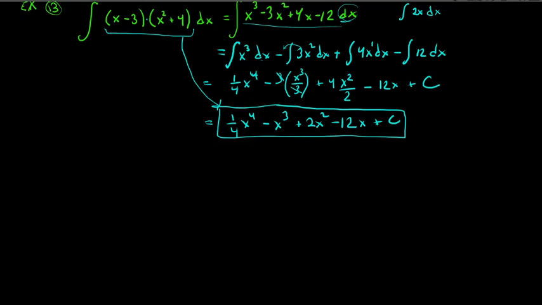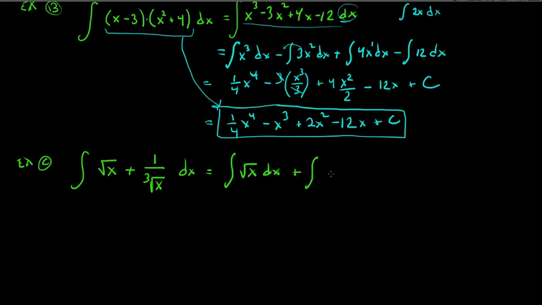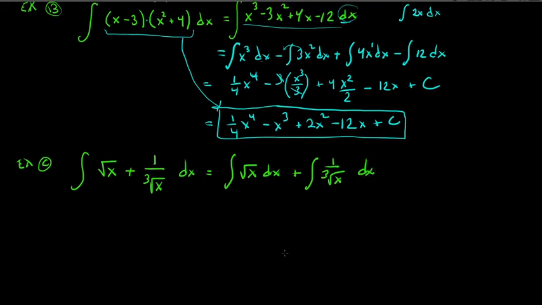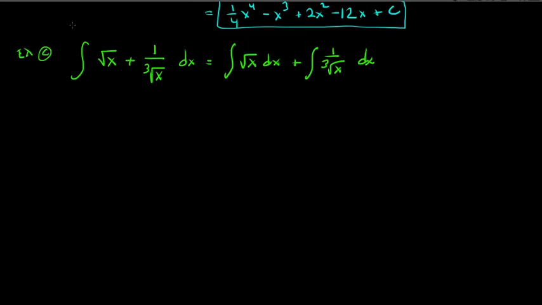Yes, let's do a few more. Example C. Let's do the integral of, how about this one, the square root of x plus 1 over the cube root of x. Okay, so this is a sum. There's no product here, so we can certainly use the sum rule. So, yeah, that's just using the sum rule.